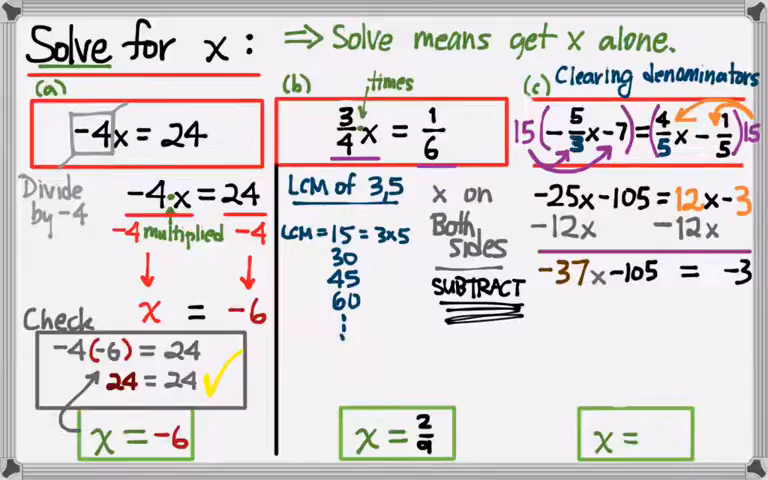So now the last problem we have to fix is the mixed arithmetic problem. On the left-hand side, I've got multiplication going on between the negative 37 and the x, but I also have subtraction going on. I'm subtracting 105. So how are we going to get the x by itself? Which of those two operations should we focus on first? If I'm trying to get x by itself, what do you want to do?